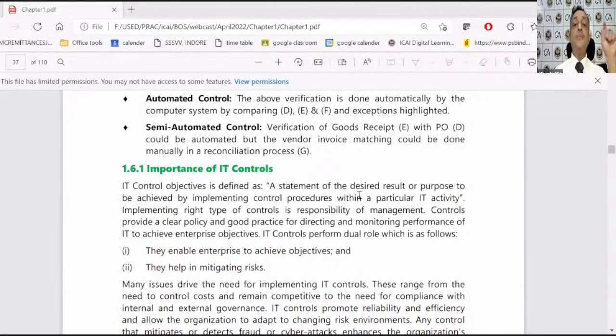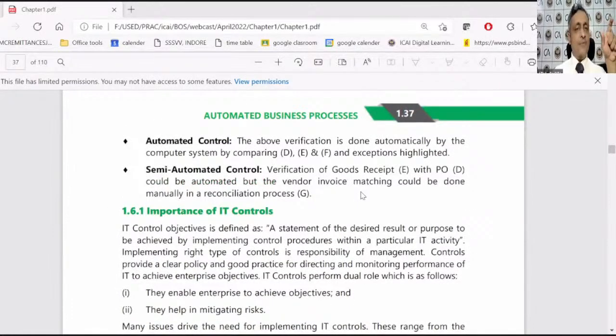Verification of goods received with purchase order. So physical verification, one part is in system, other has to be physically done. That becomes part of automation of system. That was the reason we shared it. Let us see if you have any query.